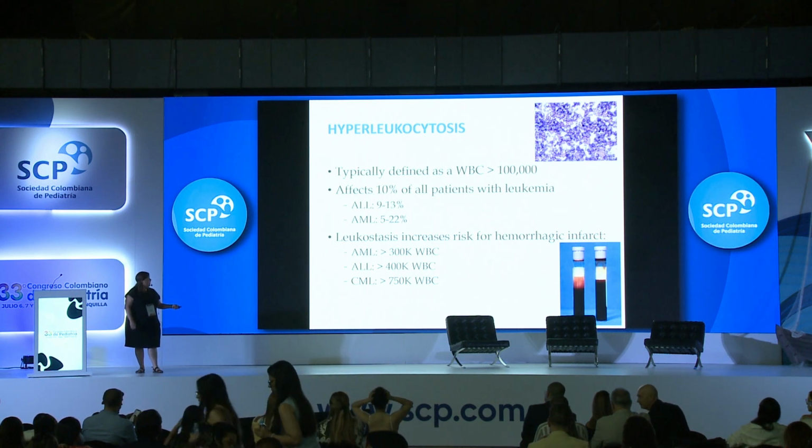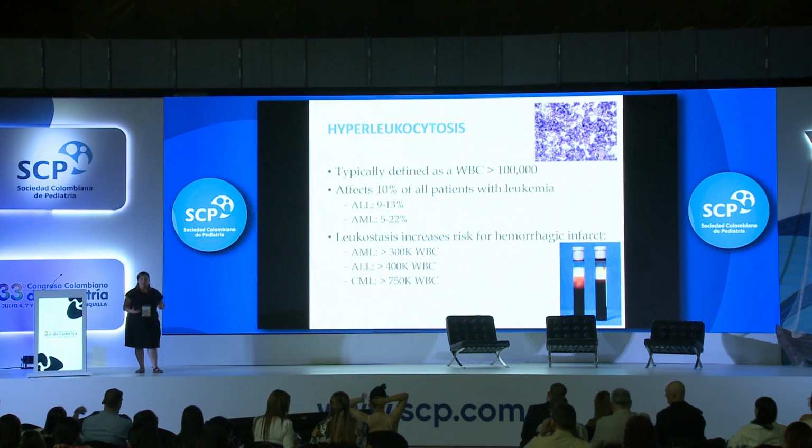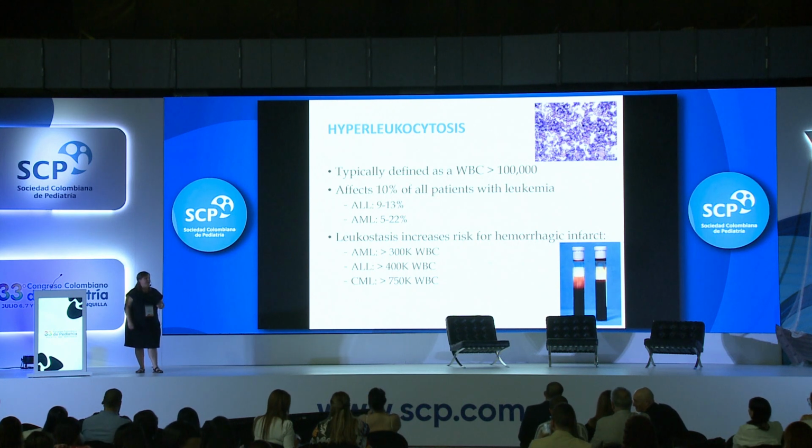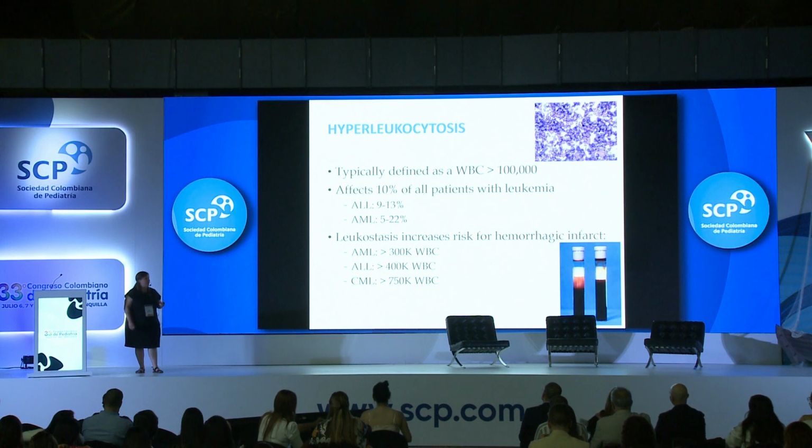And for AML, we think about hyperleukocytosis in any patient that's greater than 300,000. For ALL, 400,000 to 500,000. And then for CML, we think about it in patients that have white counts over 750,000.